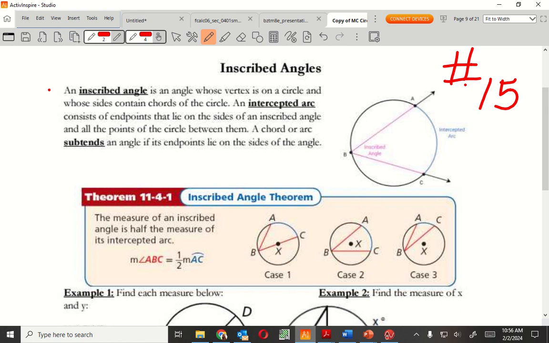So inscribed angle. The word inscribed means on the inside. It is an angle whose vertex is on a circle and whose sides are chords of the circle. So this over here is touching the inside.